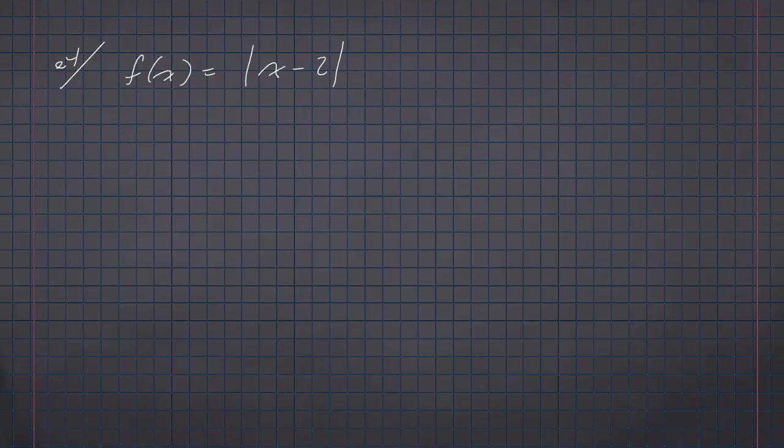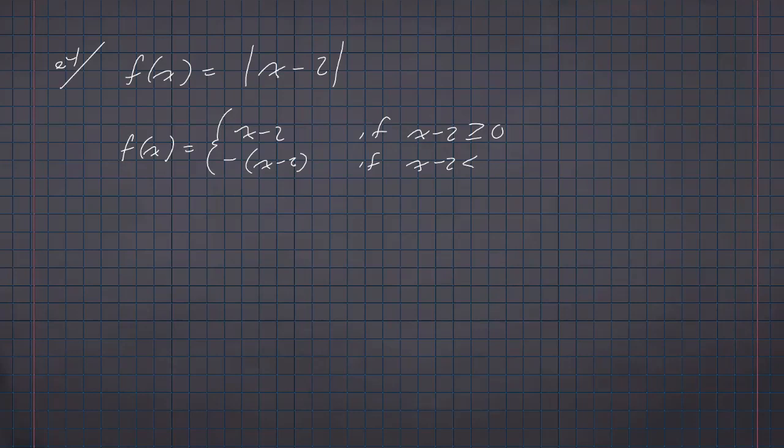Remember that absolute value is defined as a piecewise idea. f of x is equal to x minus 2 if x minus 2 is greater than or equal to 0, and f of x is equal to the opposite of x minus 2 if x minus 2 is less than 0. Cleaning this up a little bit and putting it in terms that are closer to what we normally do, this gives me that f of x is 2 minus x if x is less than 2, and f of x is x minus 2 if x is greater than or equal to 2.